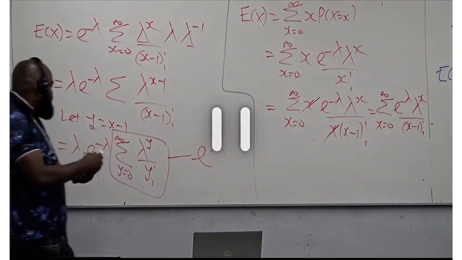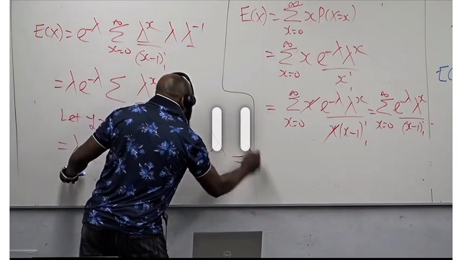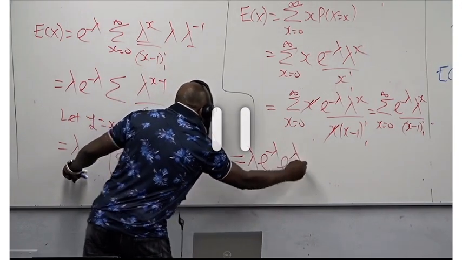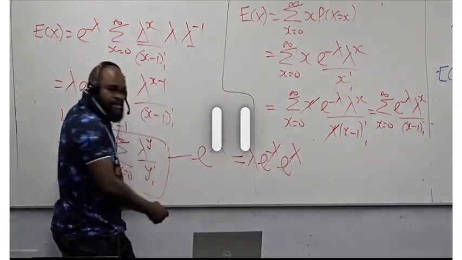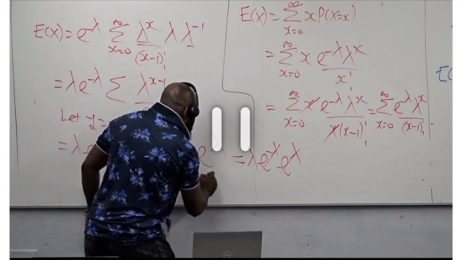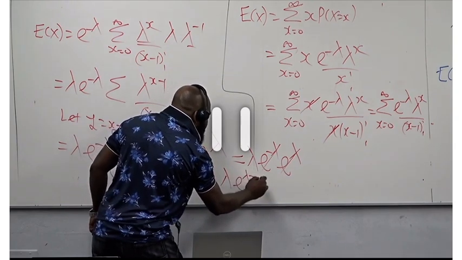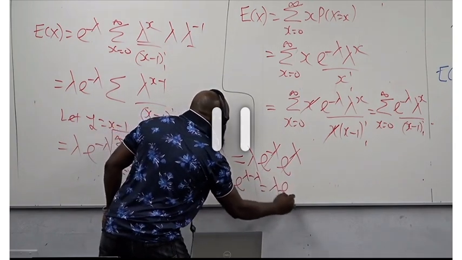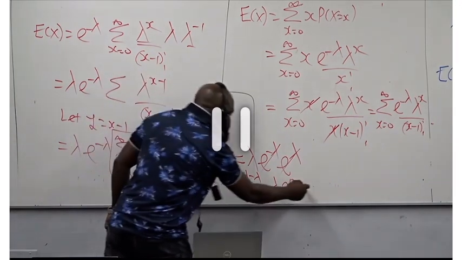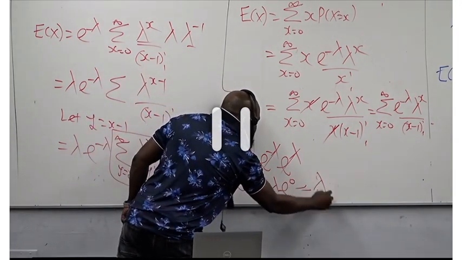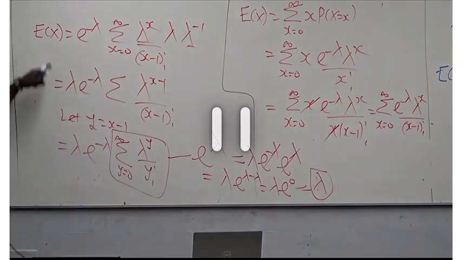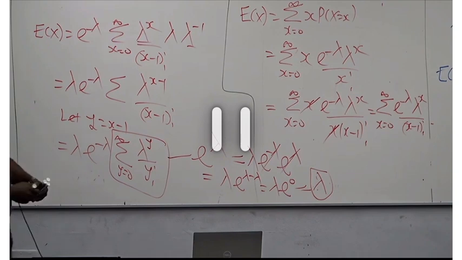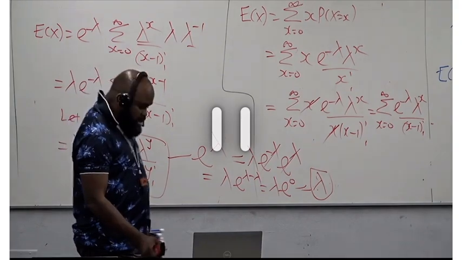So what do I have at the moment? I have lambda times exponential raised to the power minus lambda, times exponential raised to the power lambda. And of course, this cancels that, because minus lambda plus lambda gives lambda times exponential raised to the power 0, which is 1. So finally, you have derived the mean to be lambda. That's how we derive the expectation of X to be equal to lambda. Is there any question on that? If there's no question, I'm going to move on.